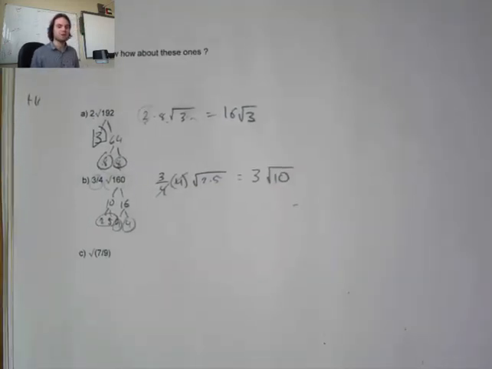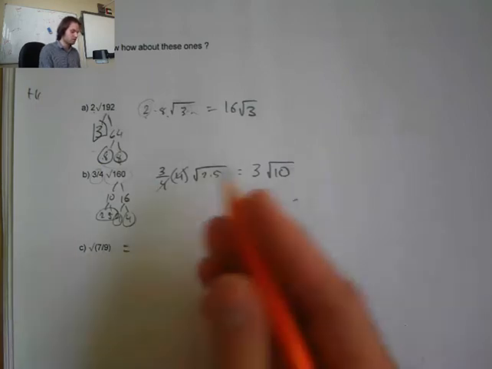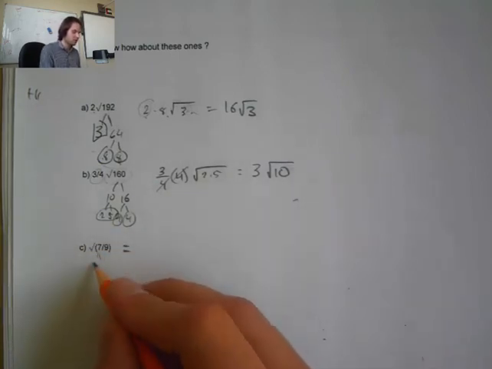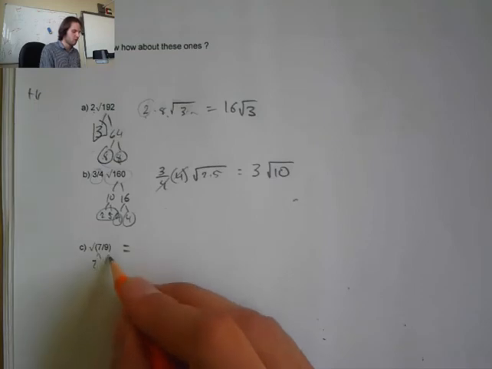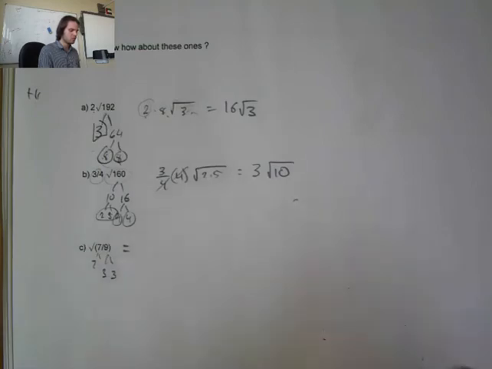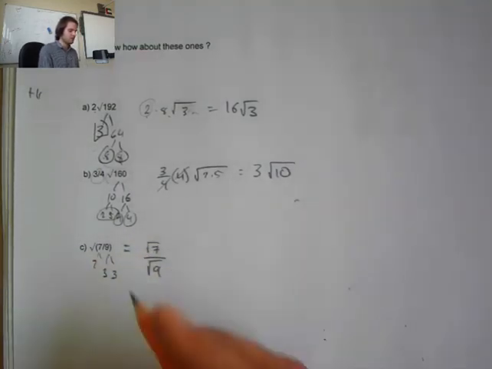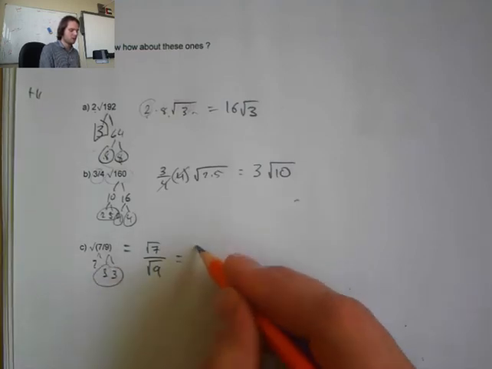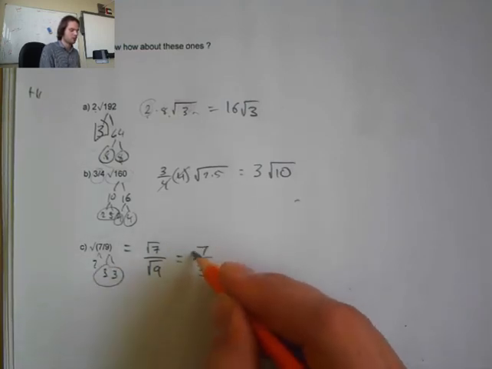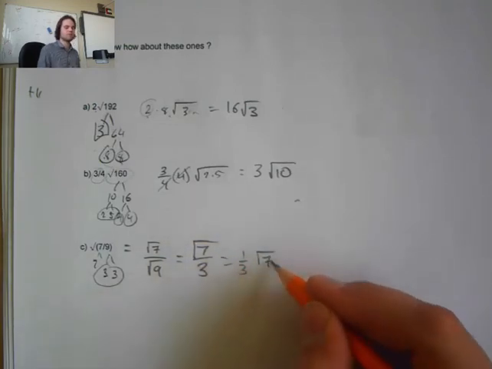Okay? Now my next one here. How can I simplify this one? Well, I look at this. The top can be broken down to just 7. What about the bottom? That is 3 and 3. So I'm breaking it down that way. So square root 7 all over square root 9. Square root 9 is 3, so that's just square root 7 all over 3, or 1 over 3 multiplied by root 7. Okay, so those are all possible answers.